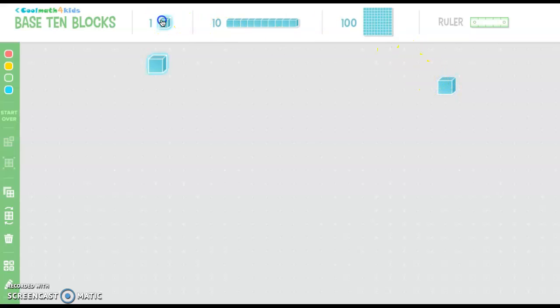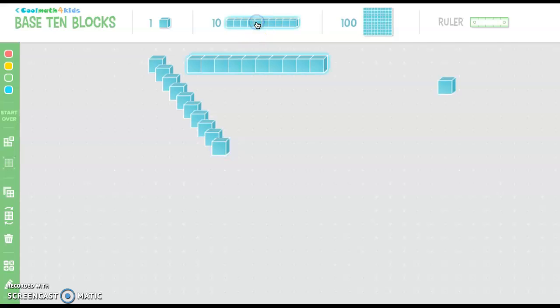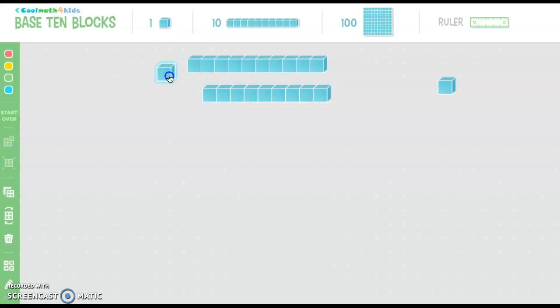So if we were to bring out 10 of them, that would be the same value as a 10. So I'm going to pull these over here so that you can see that they are the same. 5, 6, 7, 8, 9, 10.